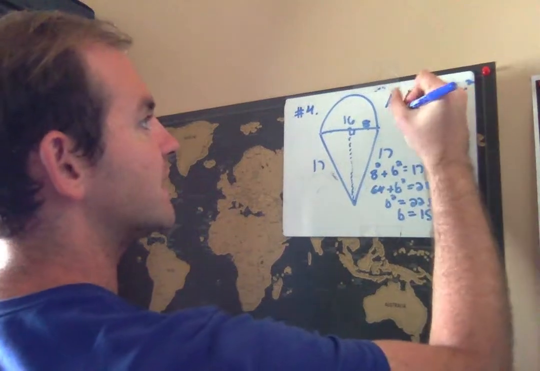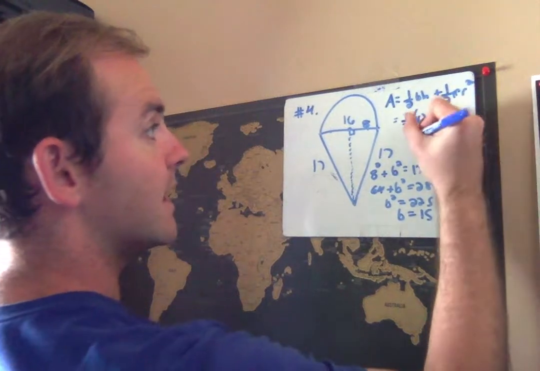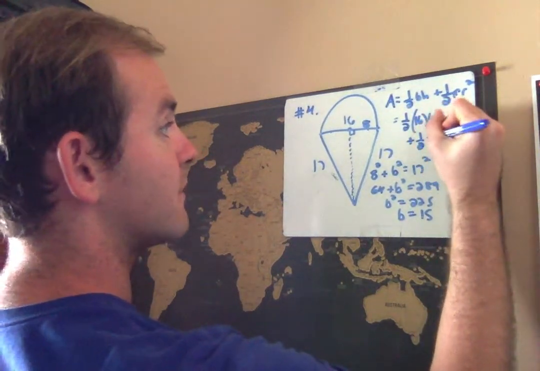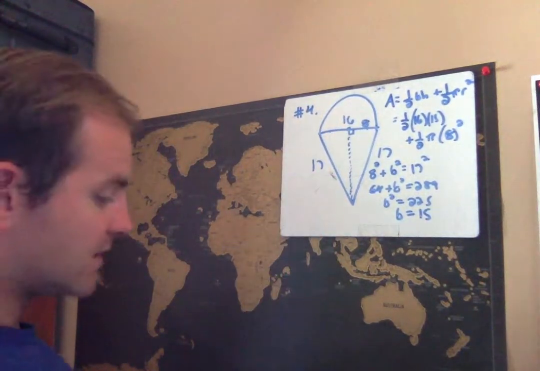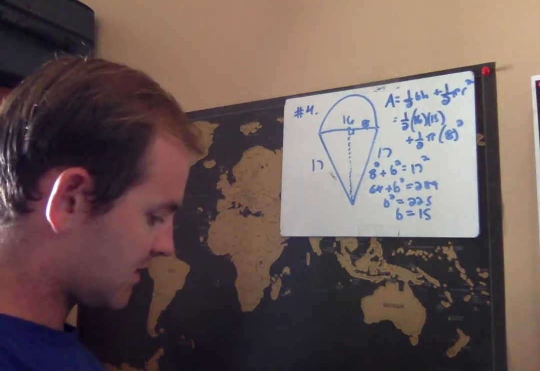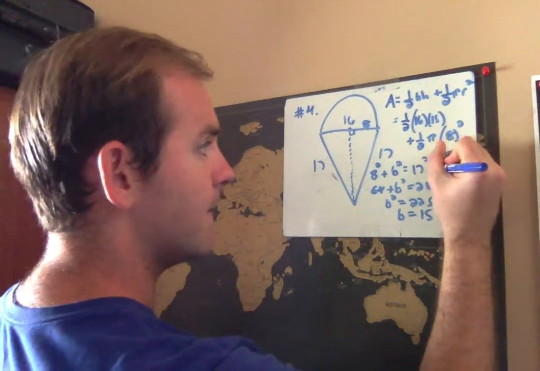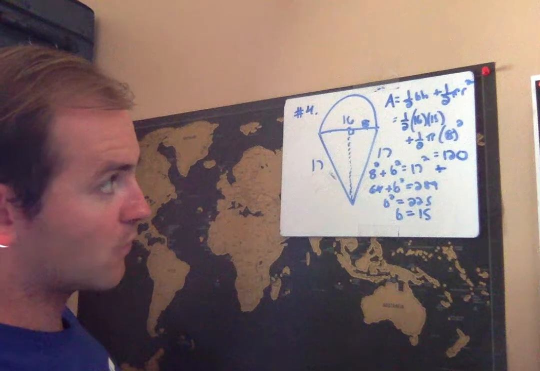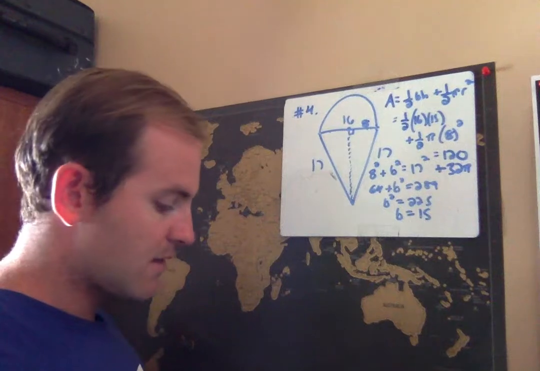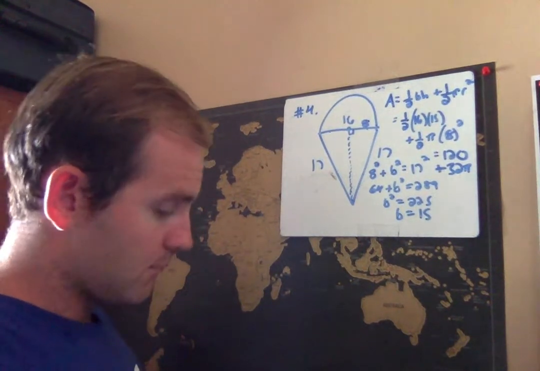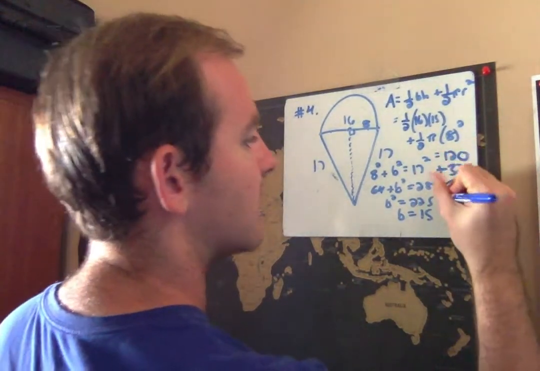All right, so now we're ready to find the area of that triangle, which is 1/2 of 16 times 15. And then I'm going to be adding, right, 1/2 pi times 8 squared. So let's go do some math. All right, so 16 times 15, all right, so this is 120 plus 8 times 8 is 64. That's 32 pi. So let's do some math here. 32 times pi plus 120, and I would get around 220.5 as my final answer.